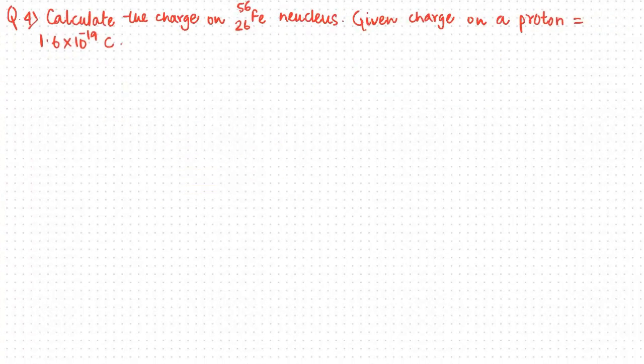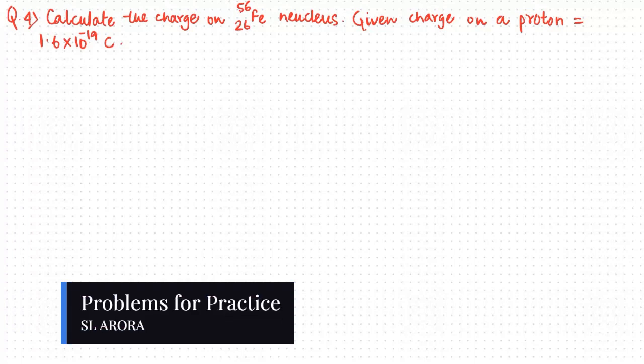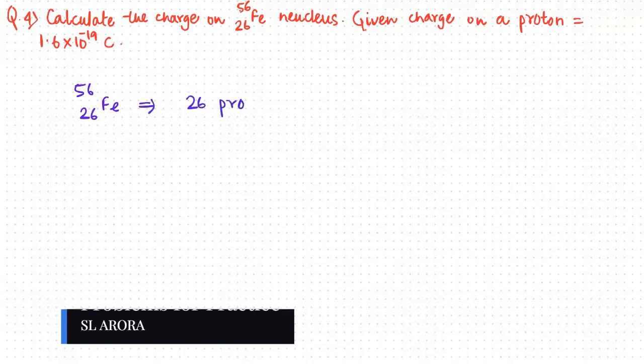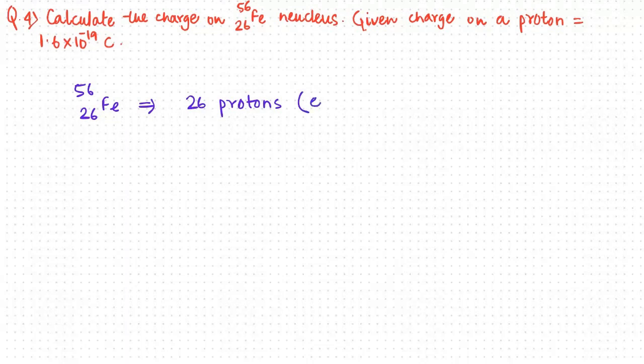Question number 4. Calculate the charge on 26Fe56 nucleus. Given charge on a proton is 1.6 into 10 to the power minus 19 coulomb. Okay, so in 26Fe56, it has 26 protons and 26 electrons, and 56 minus 26, which is equal to 30 neutrons, right? And from the quantization of charge, we can say Q is equal to N into E.